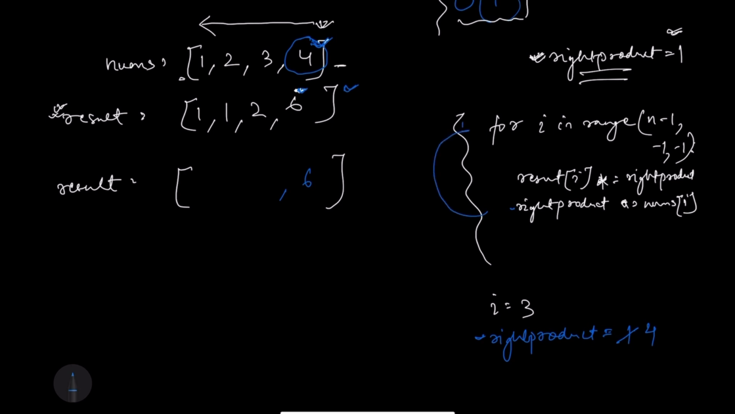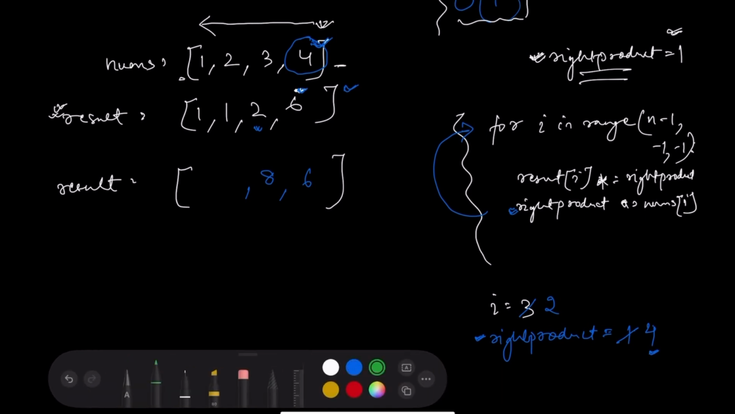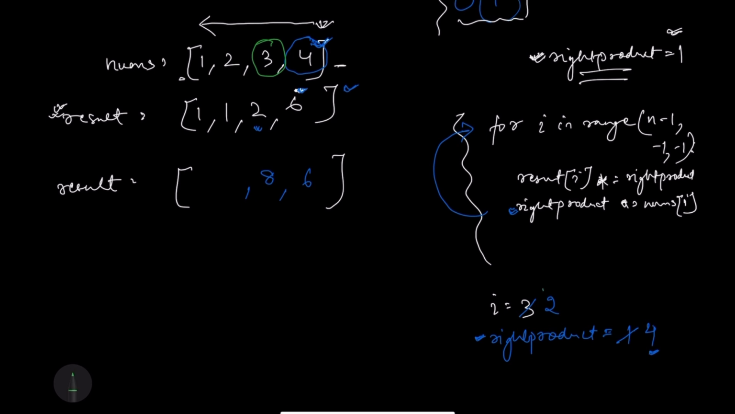So 1 into 4 would be 4. Now we will modify our i. Our i would now be 2. When it is 2, we will multiply our left product with our right product. Our left product is 2, our right product is 4. So that would give us 8 in our result array. Now we will modify our right product: right product into nums of i. Our nums of i right now is 2, wait, 3, so it would be 4 into 3, that would be 12.